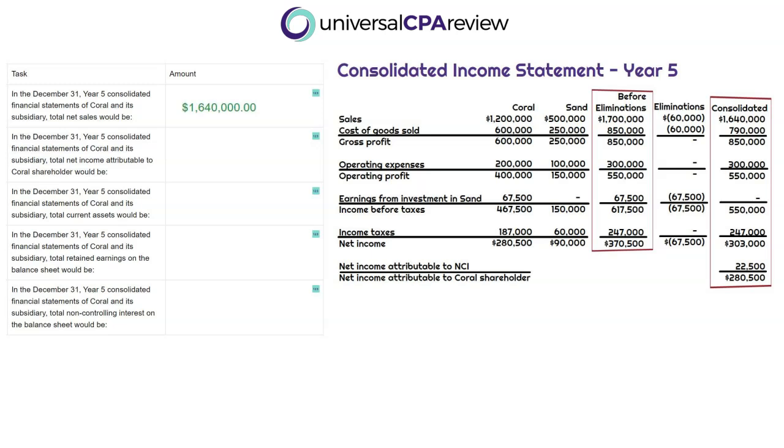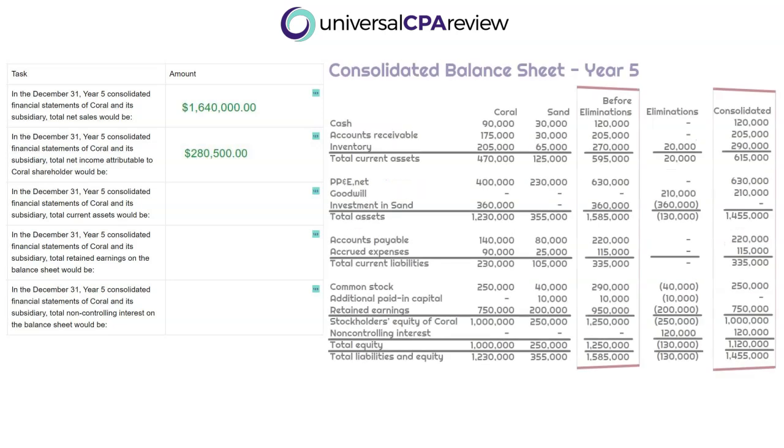Now this next task says, in the December 31 year 5 consolidated financial statements of Coral and its subsidiary, total net income attributable to Coral shareholder would be, right? So it's very important that we understand that it says net income attributable to Coral shareholder, right? So that's not going to be total net income because that includes the piece of non-controlling interest, right? So it's not going to be that $303,000. We need to take the $280,500 that's attributable to just the Coral shareholders, right? So for that task, it's going to be $280,500.